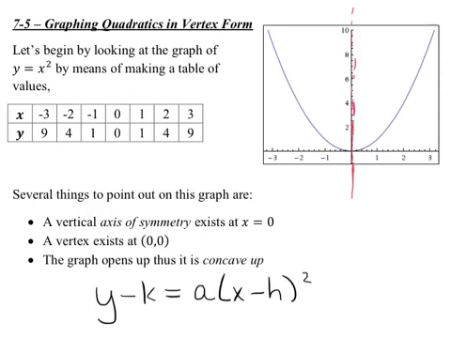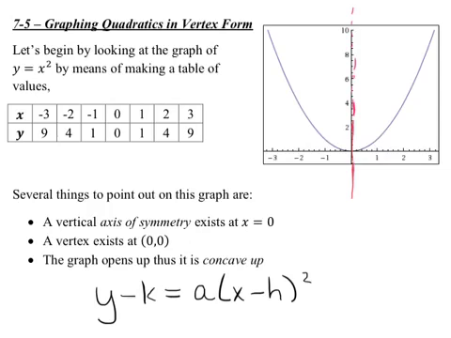We can also classify vertices as minimums and maximums. In this case, it's a minimum. It's the lowest point in the graph. If the graph had been drawn this way, the graph would have a maximum. We'll talk more about those in the next section.